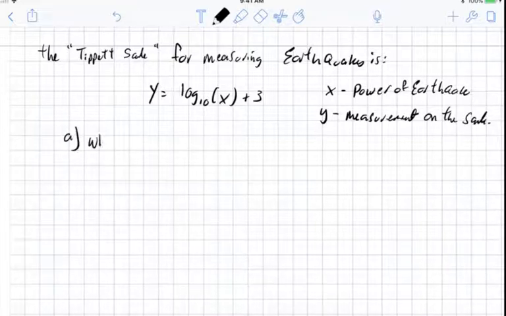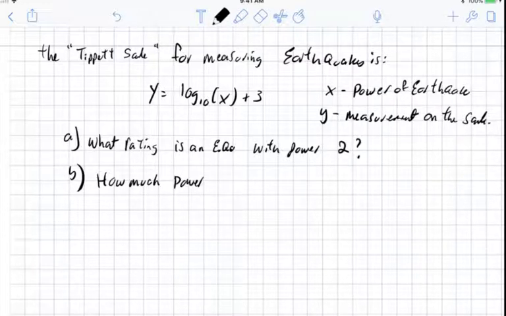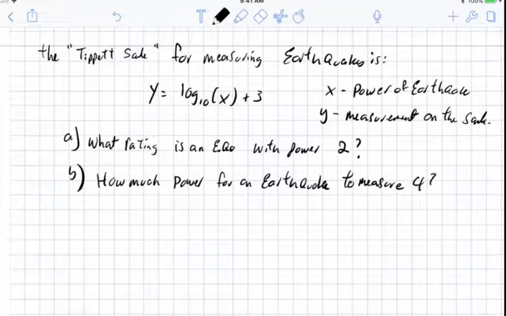What rating is an earthquake with power 2? B. How much power for an earthquake to measure 4?